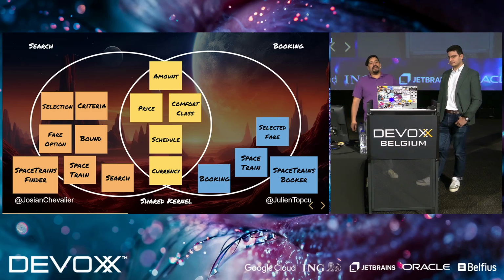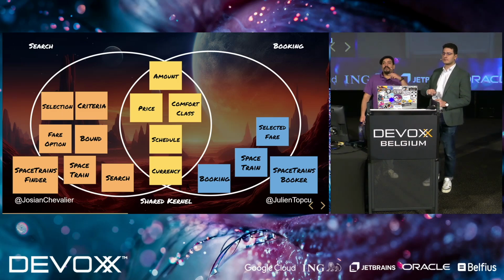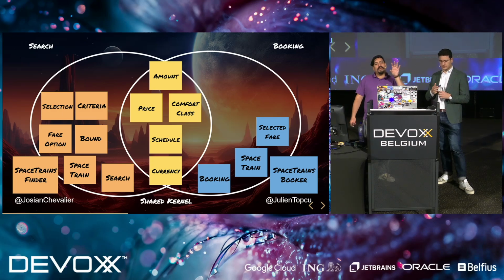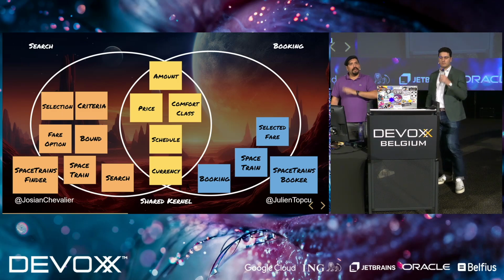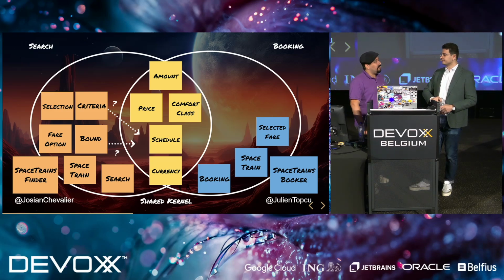And the thing is that you will have some flexibility thanks to that shared kernel. Because if later you discover that criteria and bound from the search have to be reused in the booking the same way, you simply have to move them inside the shared kernel with their related tests without unnecessary duplication.